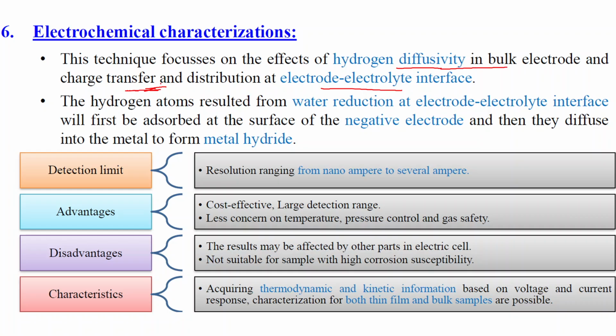Then charge transfer resistance can be measured using impedance spectroscopy, then distribution at the electrode-electrolyte interface. The hydrogen atoms resulting from water reduction at the electrode-electrolyte interface will be adsorbed at the surface of the negative electrode, and then they diffuse into the metal to form metal hydride. So basically, the diffusion coefficient and the charge transfer resistance can all be determined using impedance spectroscopy, which comes under electrochemical characterization. Okay.